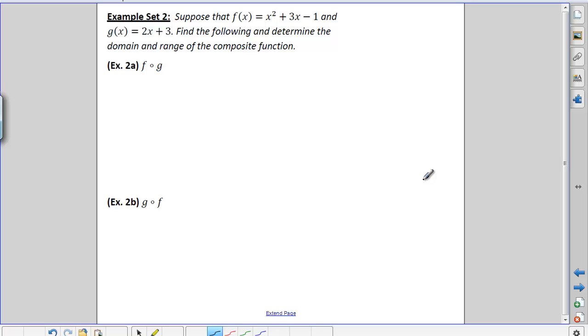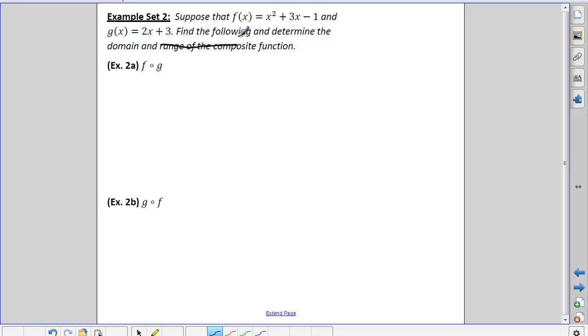Alright, now let's talk about domain and range a little bit. And really, I think we're going to talk more about domain here. We're not going to really get into the range too much on these questions. So just ignore the range part, because we haven't really gotten into that much. So just determine the domain here.